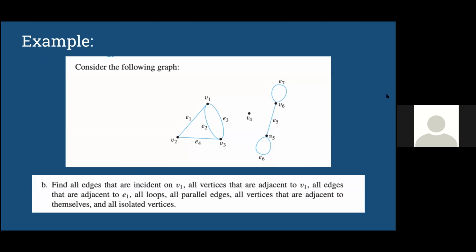Okay, so let's do some problems. Find all edges that are incident on V1 and find all vertices that are adjacent to V1 and so forth. Take a few minutes and if you don't mind, type your answers in the chat. Thank you.